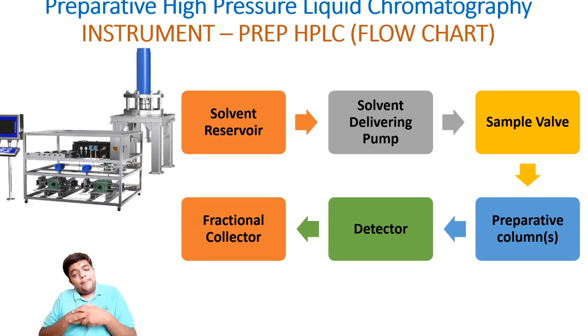The components of prep HPLC again involve the same: solvent reservoir, solvent delivering pump, sample valve, preparative columns, detector, and fraction collector. I have purposefully used the word preparative columns. The reason is that sometimes multiple columns are stacked in a row to get perfect, purity-based isolation of the mixed components. This is just an idea regarding the instrument that we are going to discuss, that is prep HPLC.